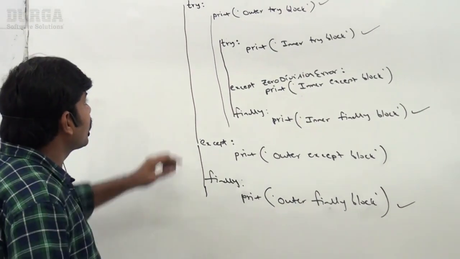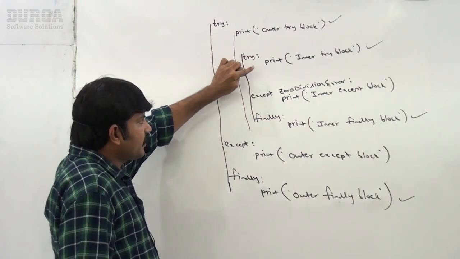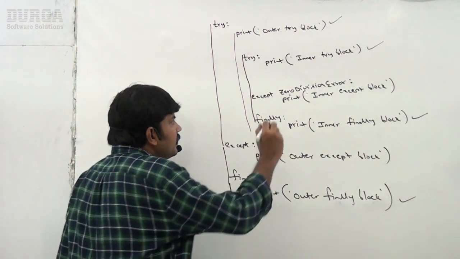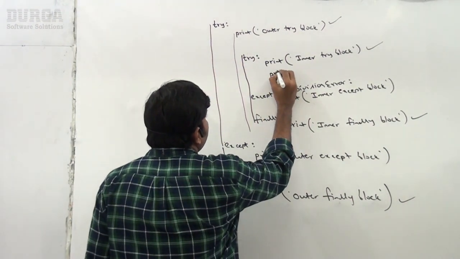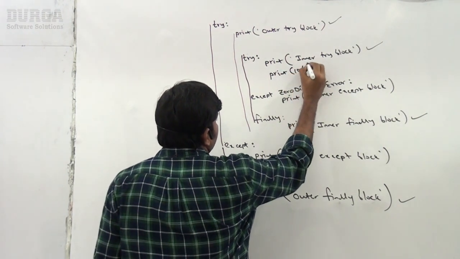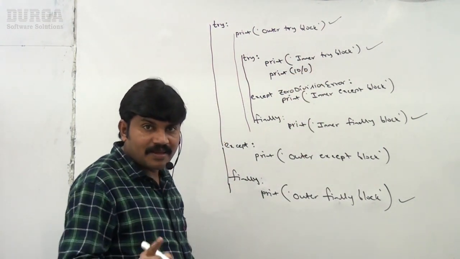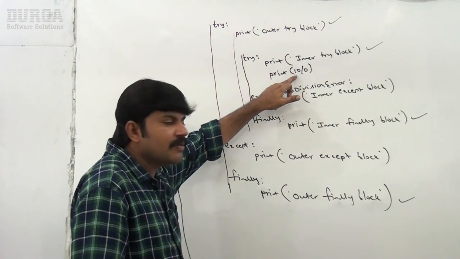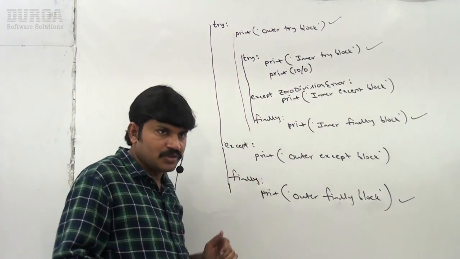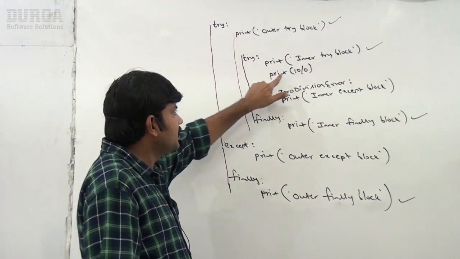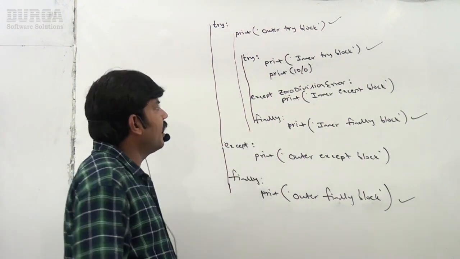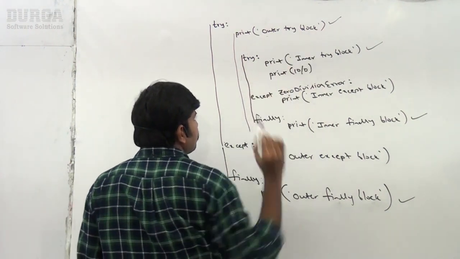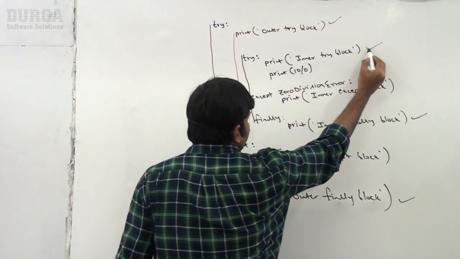Yes, observe that inside inner try, I'm taking print 10 by 0. Zero division error will come. Now what is the flow, right? So inner try block is raising an exception. Sir, what will happen? So first outer try, next inner try.